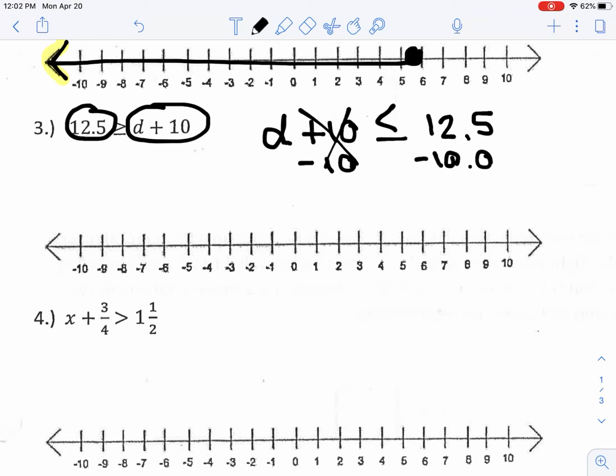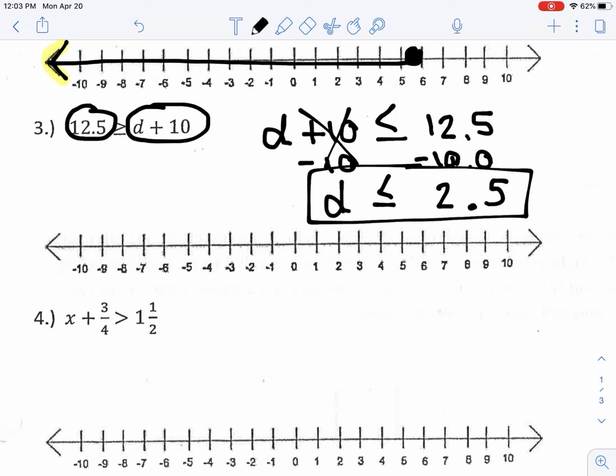Positive 10 and negative 10 cancel. All we've got is D is less than or equal to, and now we've got to subtract our decimals. And that's going to be a positive 2 and 5/10. Put a box around your solution. D is less than or equal to 2 5/10.